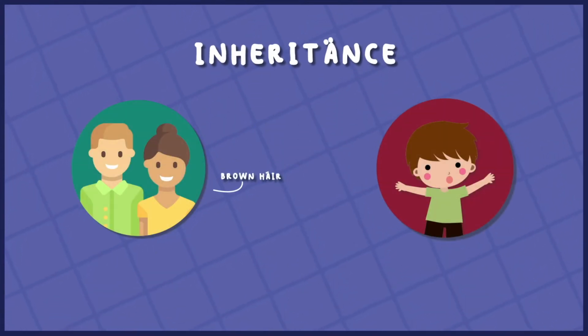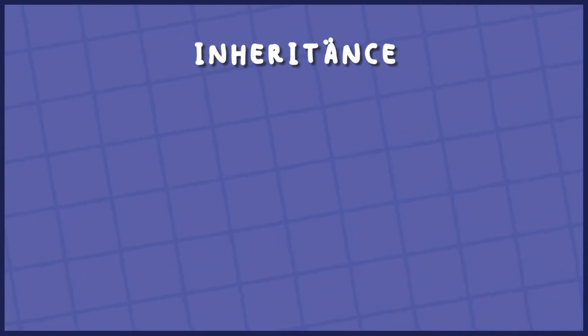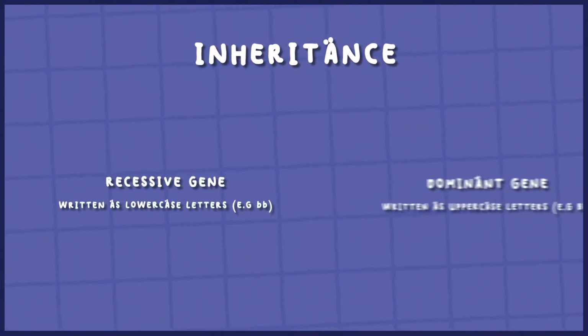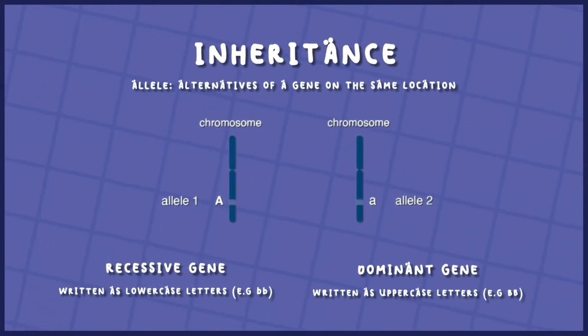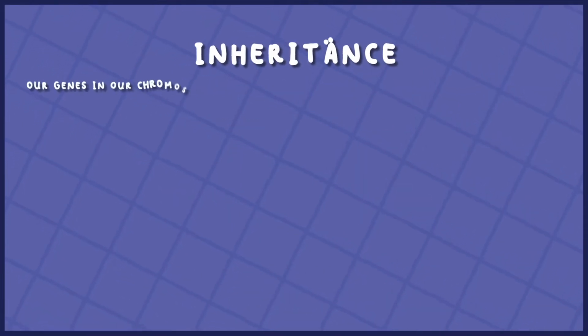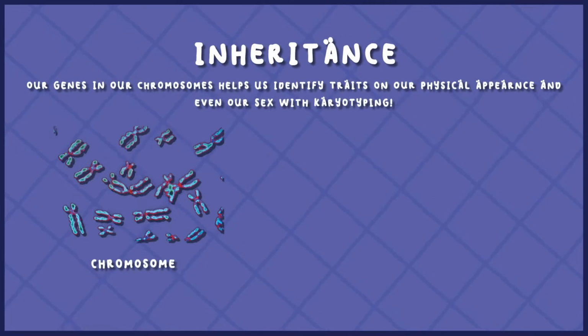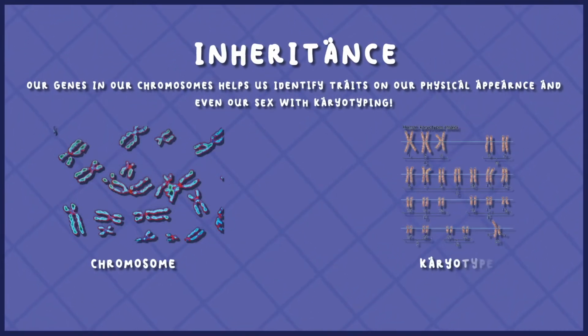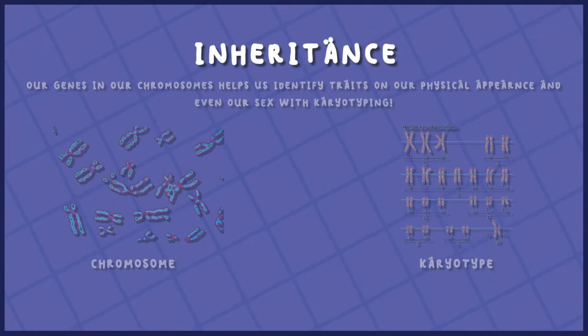Traits are passed down and come from the genes of our parents, and we have the possibility of inheriting either recessive or dominant genes from the alleles, which are alternatives of a gene on the same location, and determine our genotype. Our genes that are in our chromosomes relate to our physical appearance and even our sex. And karyotyping, an organized profile of a person's chromosomes, is what helps us identify these features.